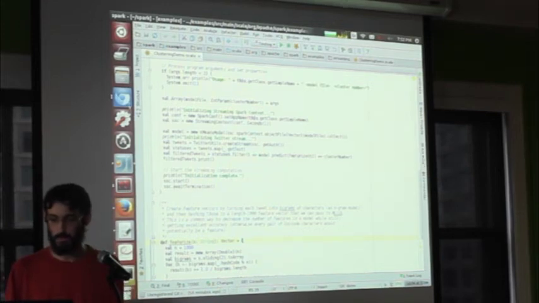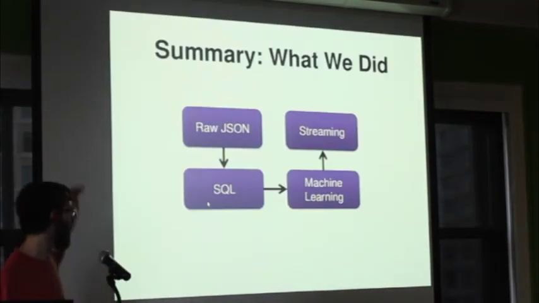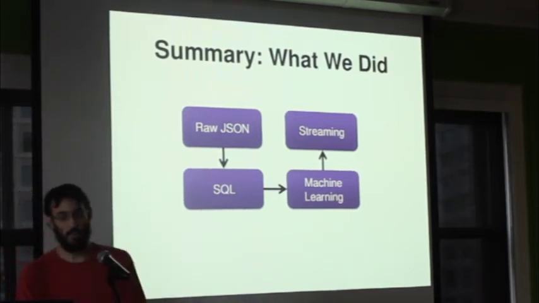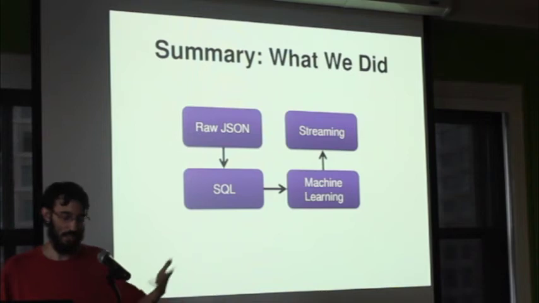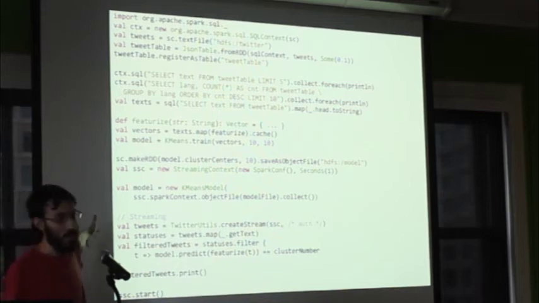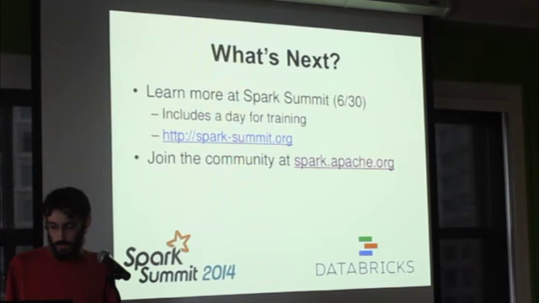Okay, so let me just wrap up. Now I can show what we did. We did successfully take our raw JSON tweets. We took them into an SQL table. We immediately, straight from SQL, converted them into machine learning in the same program, and then we took that and did streaming, did a machine learning model on that, and clustered, classified our tweets in real time. Here is all of the code again. This is all the code we wrote, plus including the streaming code, and that was very simple.